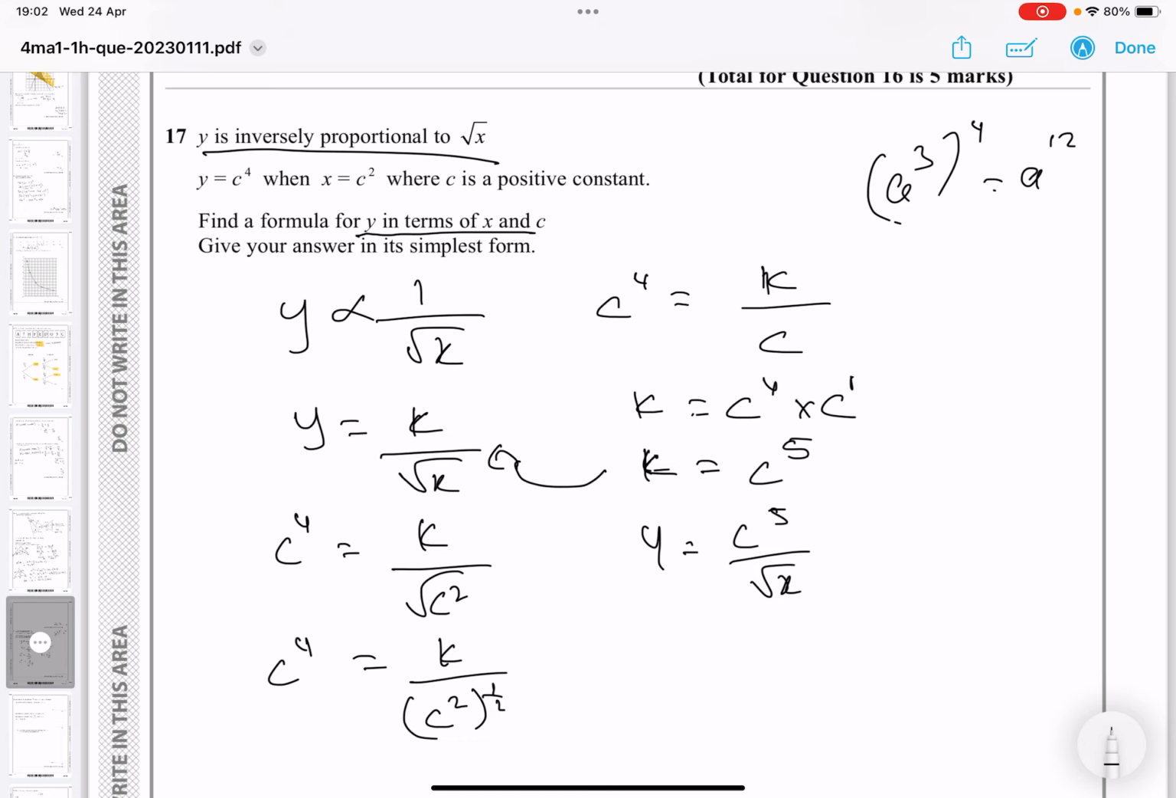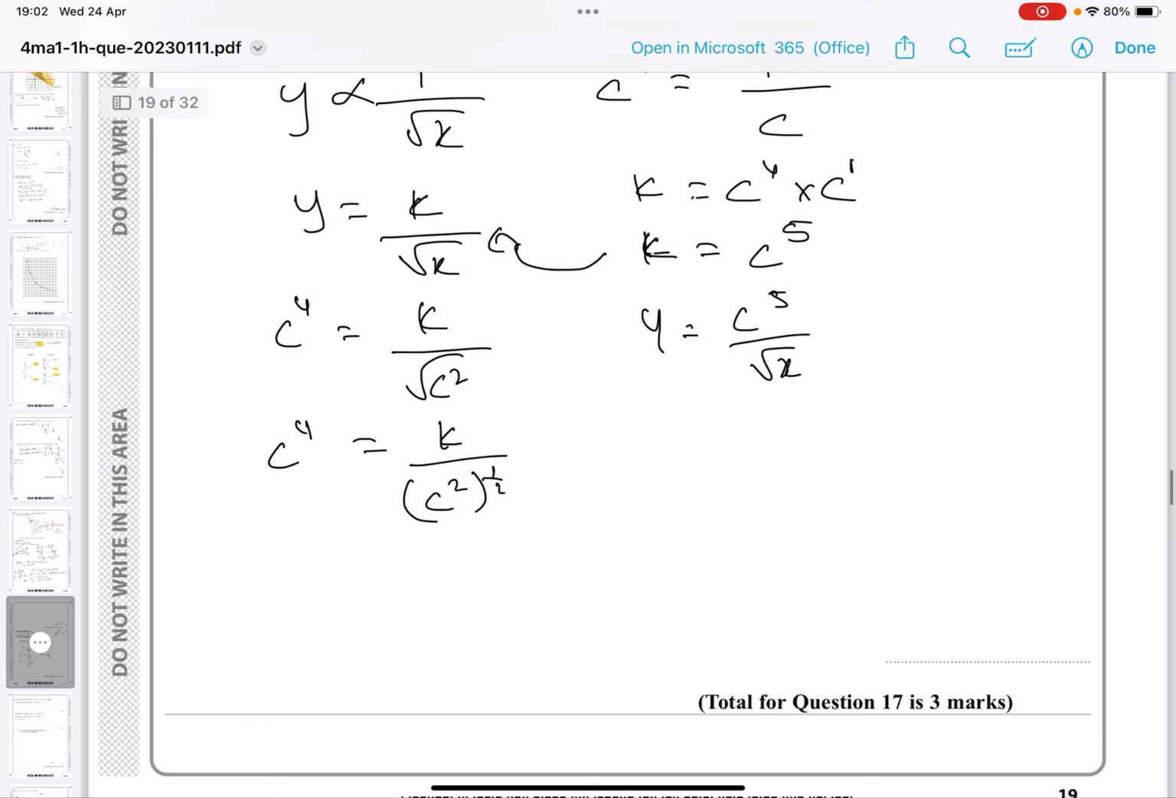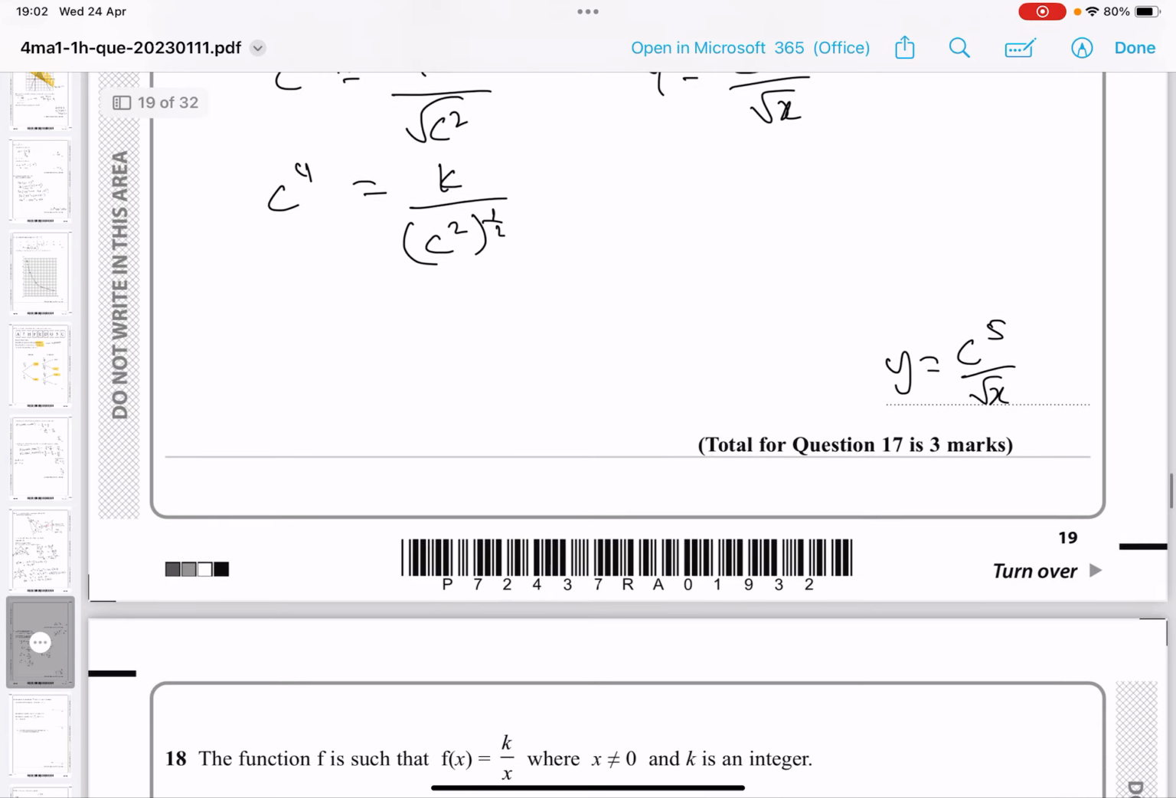Let's check if we've answered the question. Find a formula for y in terms of x and c. Yes, this is a formula for y, and we found it in terms of x and c. Those are the only two variables we've included. y equals c to the power 5 over root x. Next question.